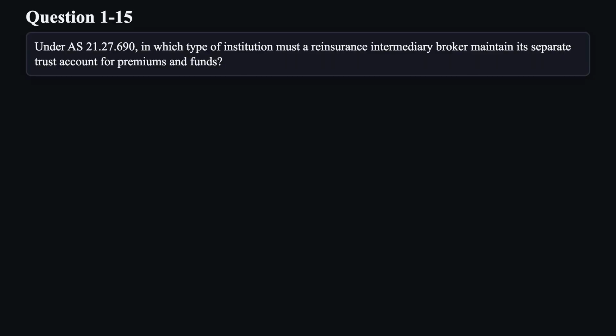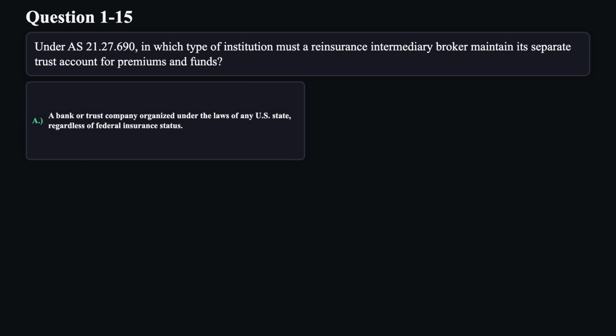Question 15. Under AS 21.27.690, which type of institution must a reinsurance intermediary broker maintain its separate trust account for premiums and funds? A. A bank or trust company organized under the laws of any U.S. state, regardless of federal insurance status.